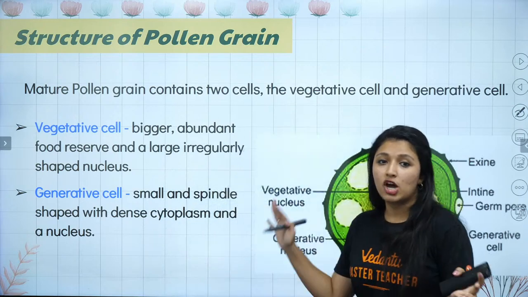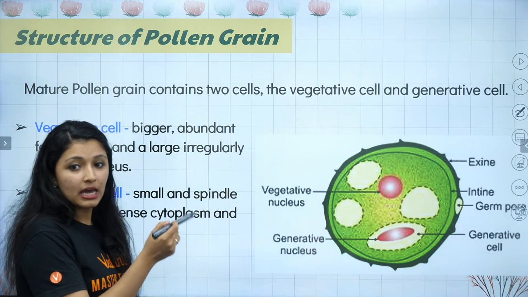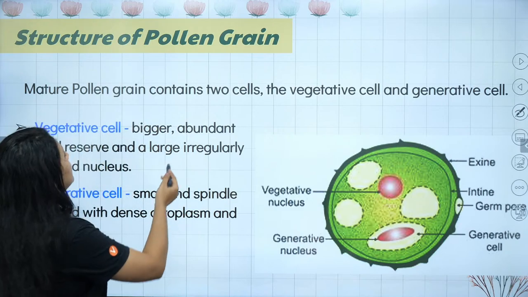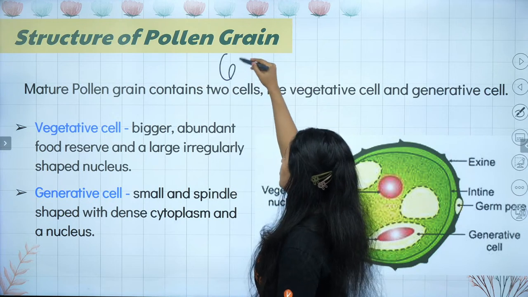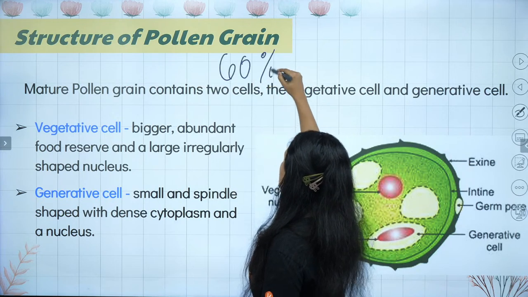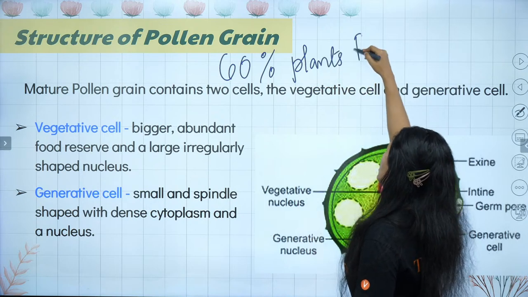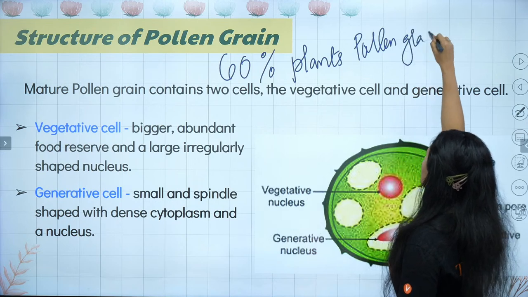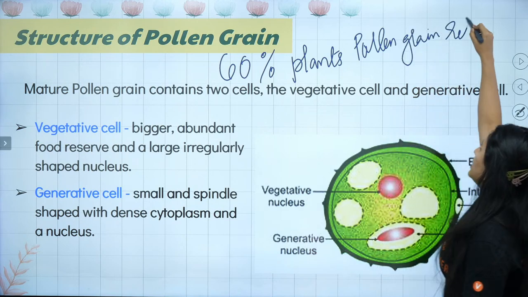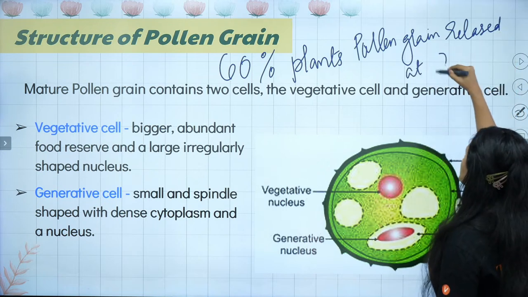Mature pollen grains have two cells, vegetative and generative cell. Thank you, Nazim. Right, so this is a stage in over 60% of plants. In 60% of plants, pollen grains are released at the two cell stage.